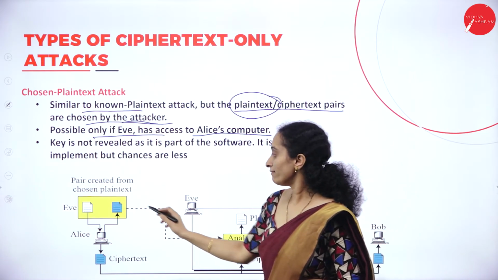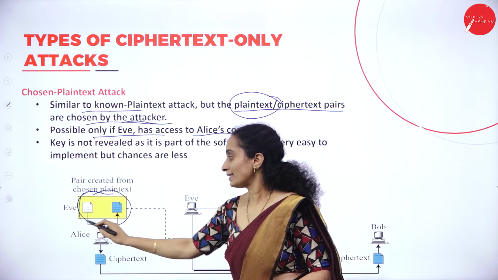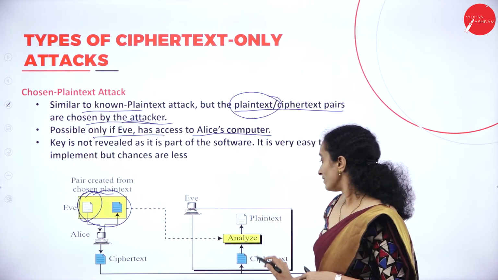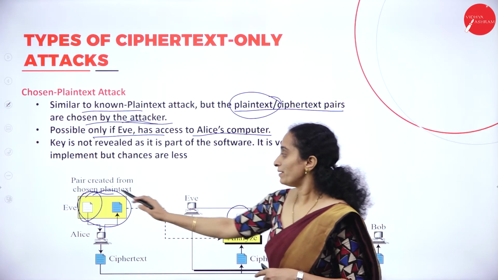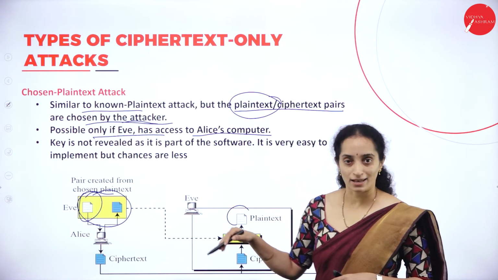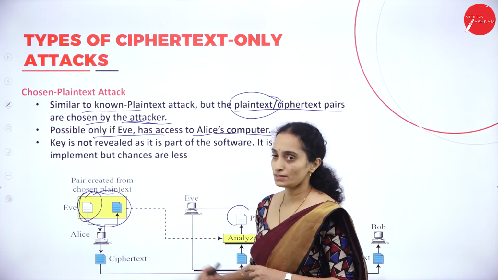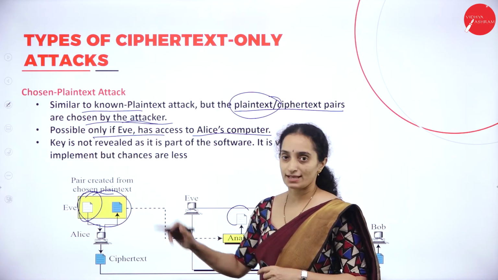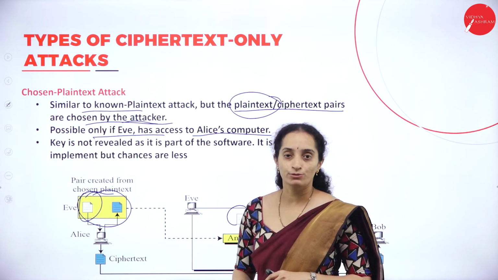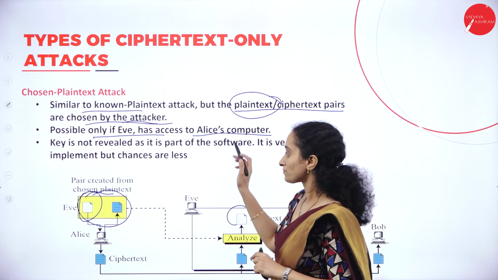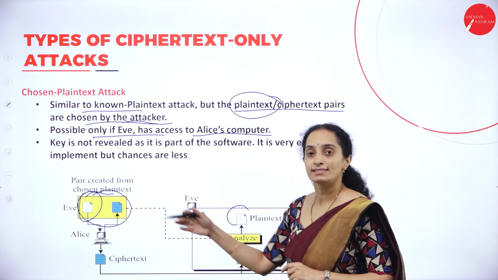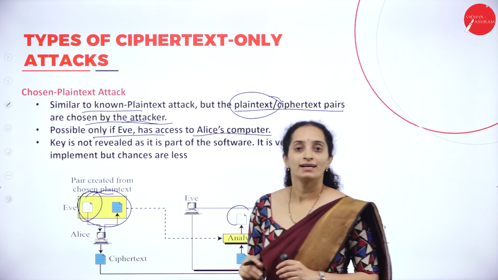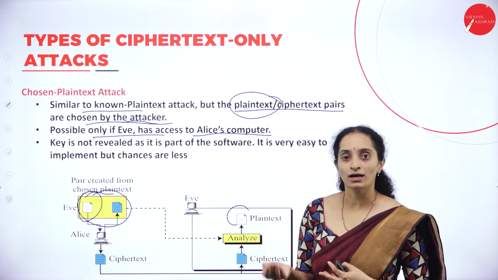If somehow Eve gets access to the plain text stored in Alice's computer, she will have the pair of plain text as well as the ciphertext, like in the known plain text attack. She gets the pair by breaking into Alice's computer. Now, when Alice sends a new message over the same path, she can guess the message or she can get into the plain text.